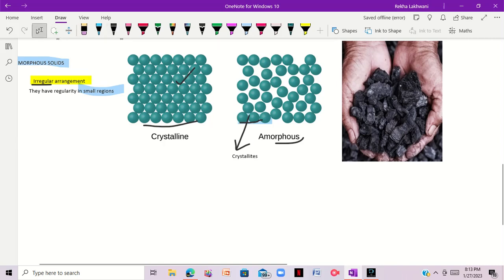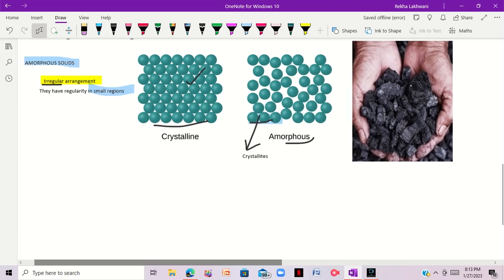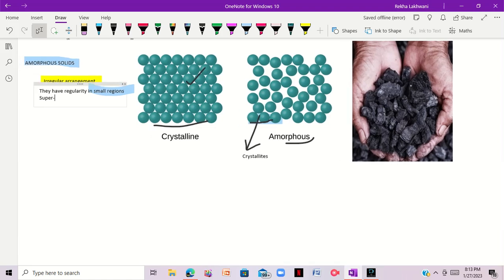Now, these amorphous solids are known as supercooled liquids. They are not solids actually. They are supercooled liquids. These are actually liquids which are frozen at a certain point so that they become solid.